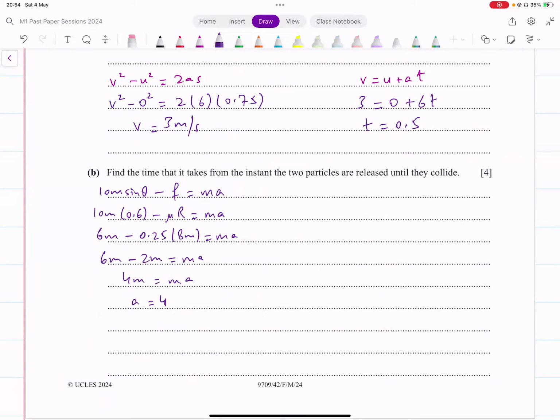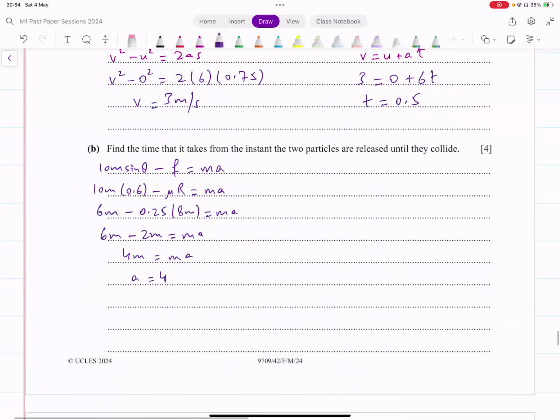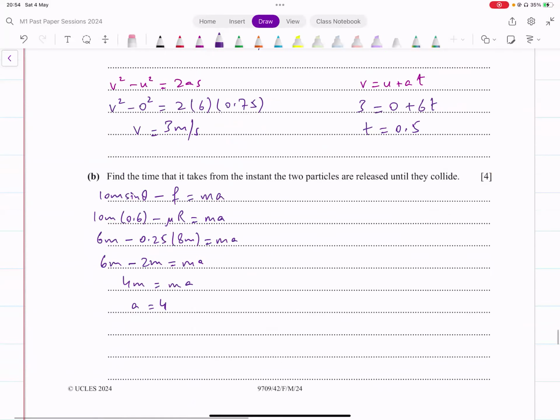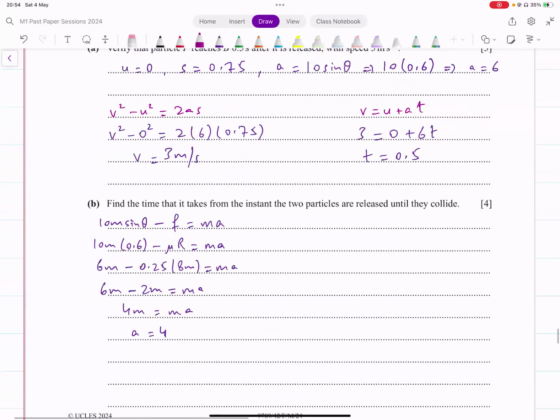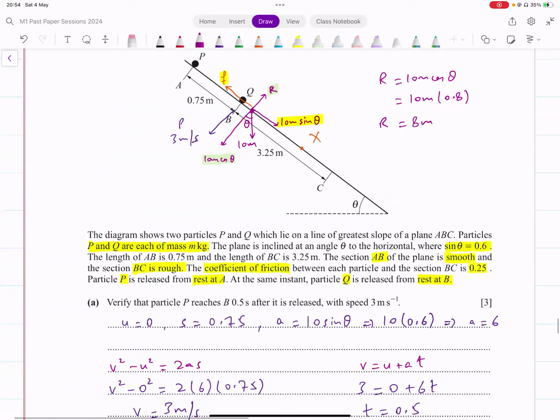From B to C part of this plane, the acceleration is equal to 4 meters per second square. Okay, we have found the acceleration for this part of the journey. Now, let's see how much has B already traveled. So now we are starting our journey.